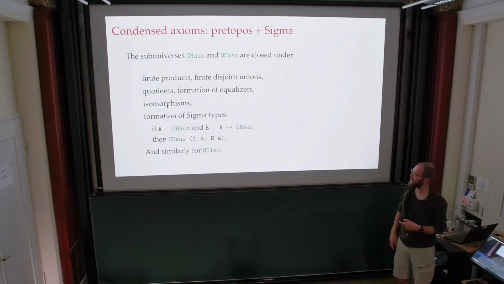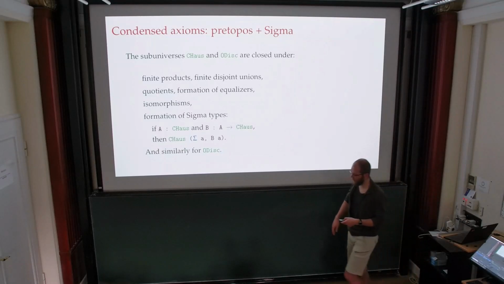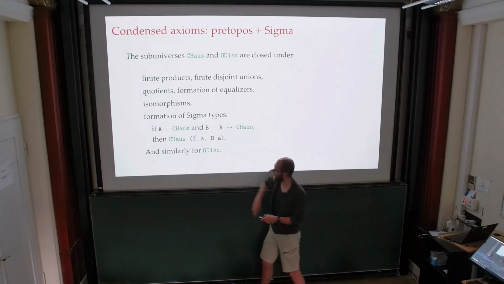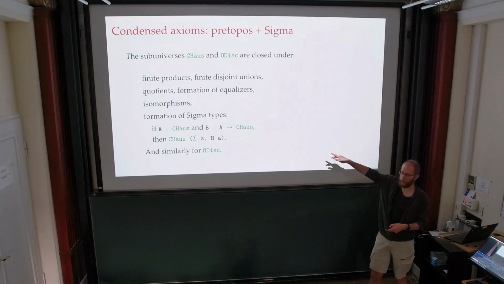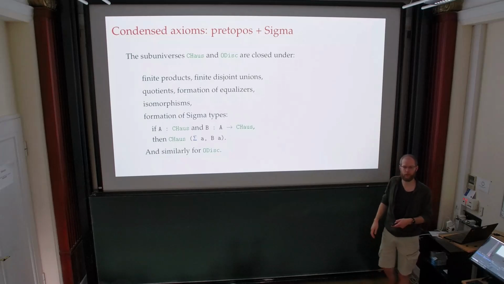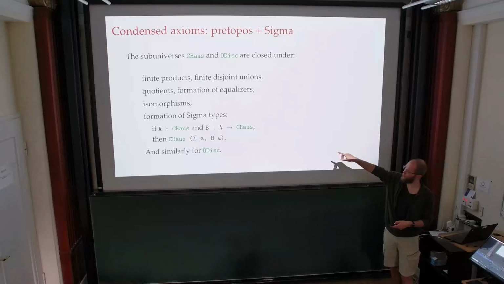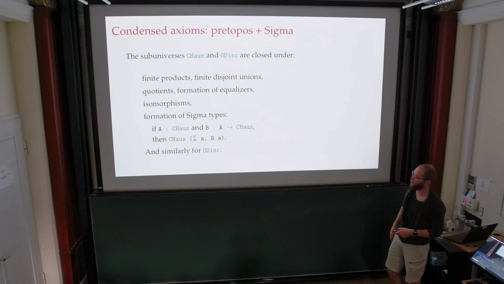And then finally, formation of sigma types. So that's somehow an important one. Which means that if you have an indexing type A that is CHaus, and you have a family of CHaus types indexed by A, then you can form the sigma type, and that sigma type will also be in CHaus. And if you put ODisc everywhere instead of CHaus, then the analogous axiom is also true, or rather, we postulated it.